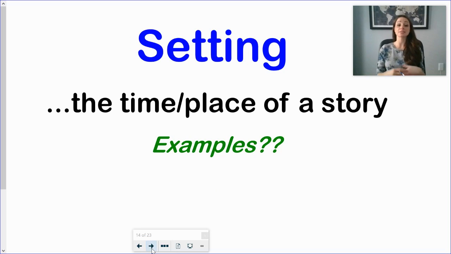Setting. We know the setting is the time and the place in a story. Those of you who have read Skeleton Creek know the setting is Skeleton Creek, Oregon, Oregon being the state. As far as the time, we would say present day. Other examples of time could be the past, like World War II or the 1920s, but present day would be the time of Skeleton Creek. If you can think of examples in short stories you've read, or an independent book you are reading, you can think of the setting within your text.